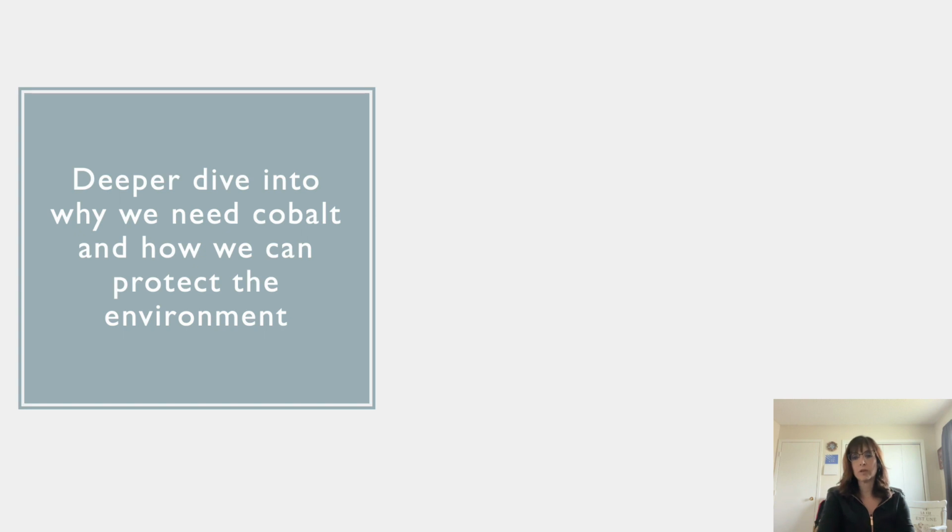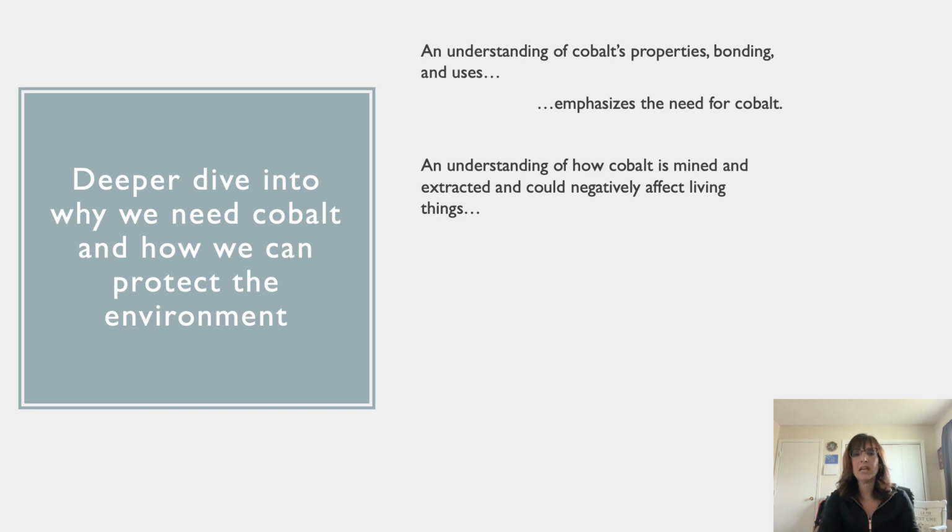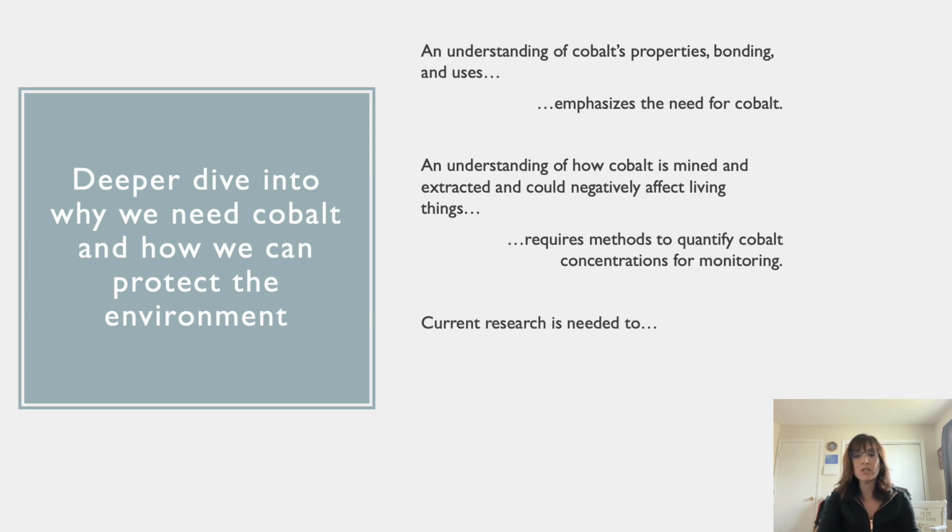As we continue to explore the periodic table, we're going to take a deeper dive into why we need cobalt and what we can do to protect the environment. By understanding cobalt's properties, bonding, and uses, you will understand why we need cobalt. Understanding how cobalt is mined and extracted and how it can negatively affect living things will help you to understand why we need to be able to quantify cobalt concentrations and monitor those levels. Current research is needed to find alternatives to cobalt and new methods of quantitative analysis to ensure we maintain safety.